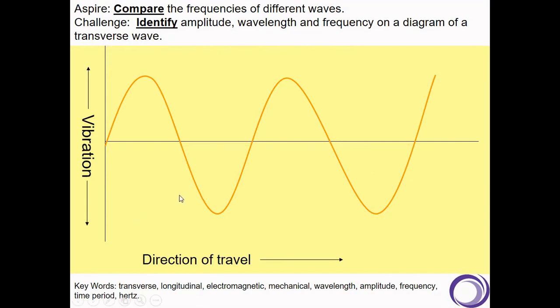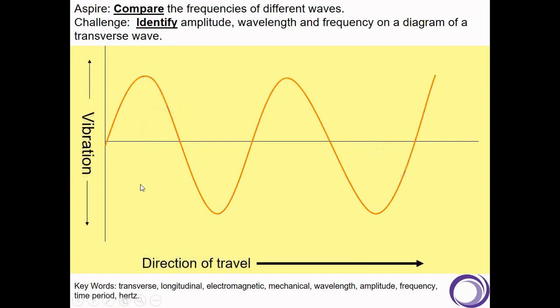Okay, so here's a representation on a graph of a transverse wave with the vibration up and down on the y-axis and then the direction of travel on the x-axis. If we were to represent the amplitude on there, the amplitude would be from the equilibrium point, where the wave would be if there was no energy in it, so it'd be flat. If you imagine that as a water wave, that's flat. So the amplitude is from that point up to the highest point, the peak. Or you could measure from the equilibrium point to the lowest, the trough. Make sure that you don't measure the full distance, it's only halfway up.